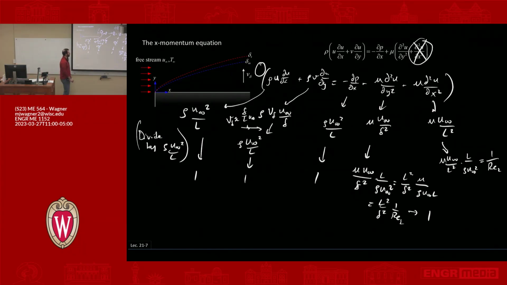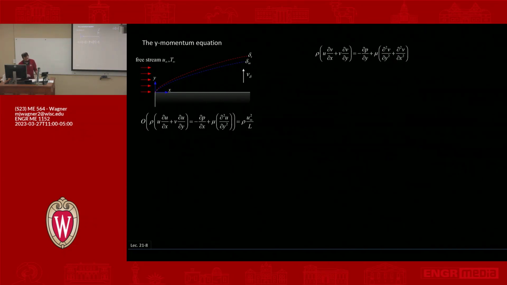But at least we know that of all those terms, they have the potential to be about the same in terms of importance, but there's really no way that last term can be important. So that's the x momentum equation. What we're going to do is then do the same thing for y momentum, and we'll get a slightly different conclusion here.